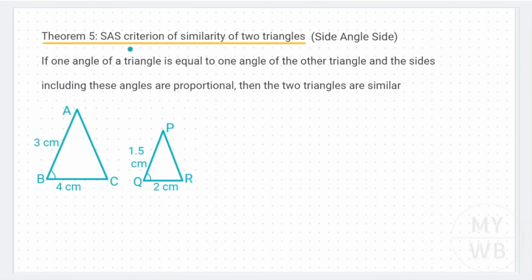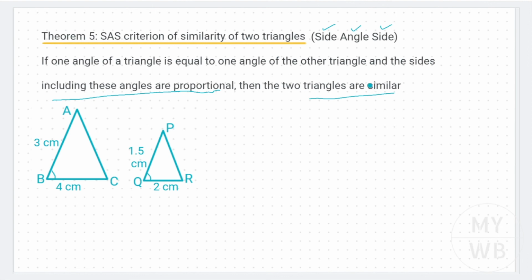Next, theorem number 5. Side, angle, side criterion of similarity of two triangles. As the name implies, you have to check for two pairs of sides and the angle included between those two sides. If one angle of a triangle is equal to one angle of the other triangle and the sides including these angles are proportional, then the two triangles are similar.